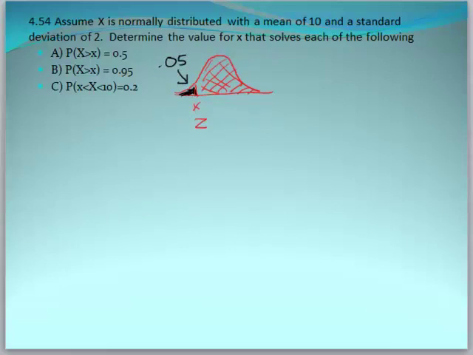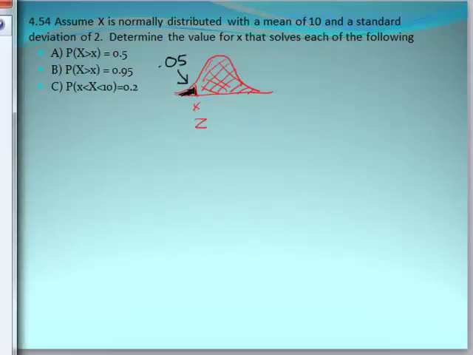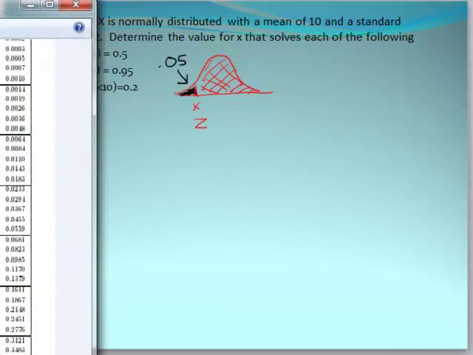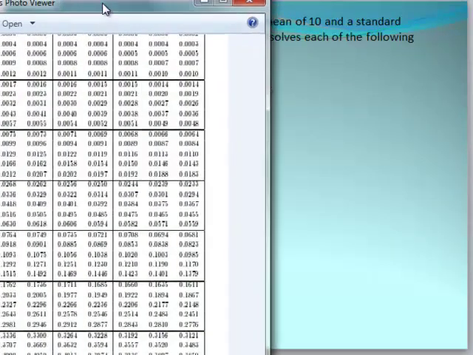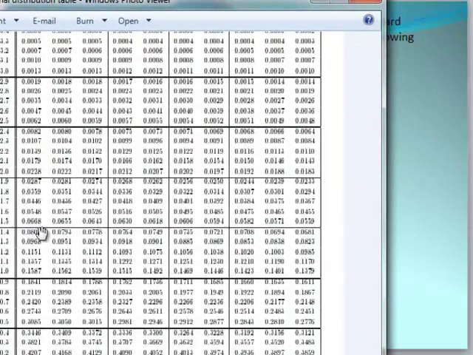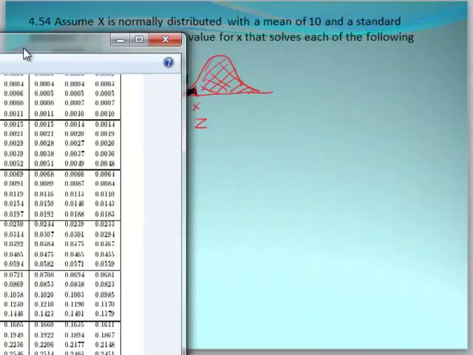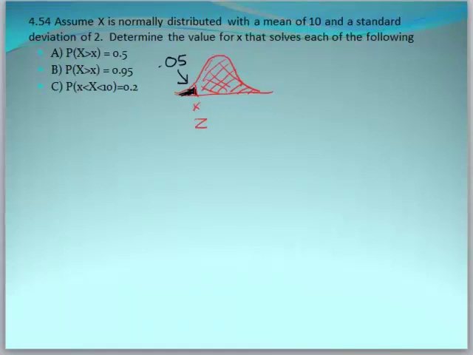So what z value is associated with 0.05, that area? Let's look over here. We've actually done this before, so it's 0.05 right in here, between here. So it's about minus 1.6, between 1.64 and 1.65. So we'll call it minus 1.65. Z is equal to minus 1.65.